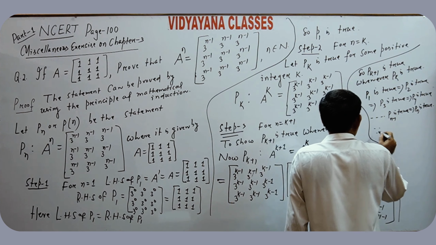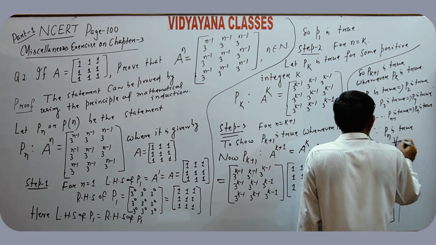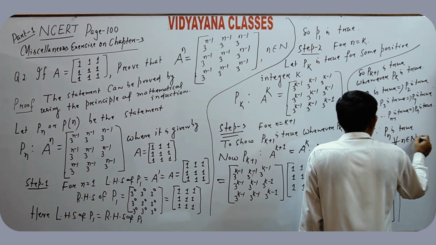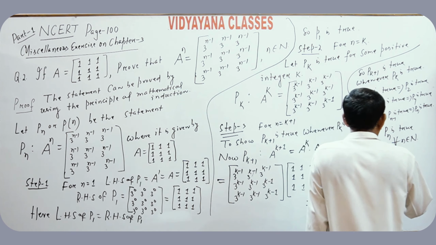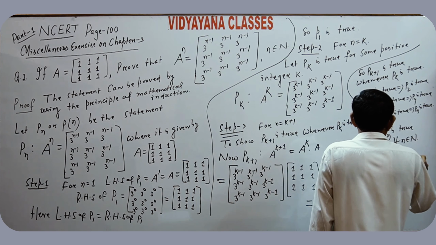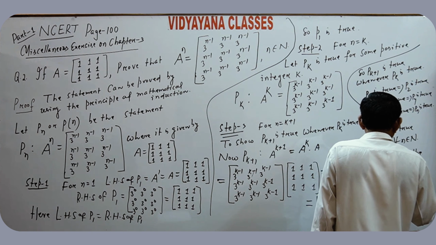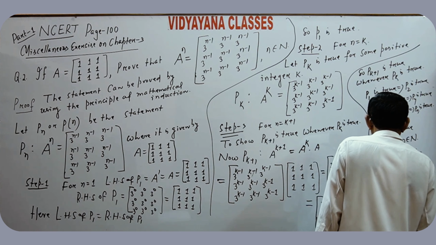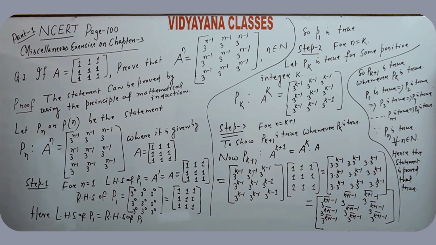Therefore, P(n) is true for all n belongs to capital N, where capital N is the set of natural numbers. Hence, the statement is proved true. The given statement is true for every natural number. Clear?